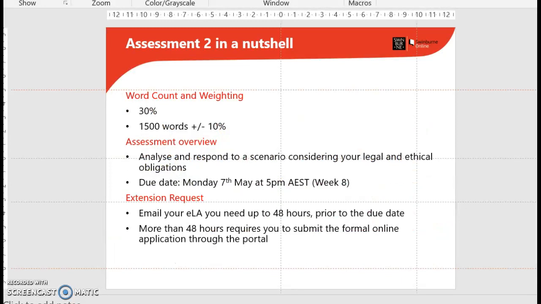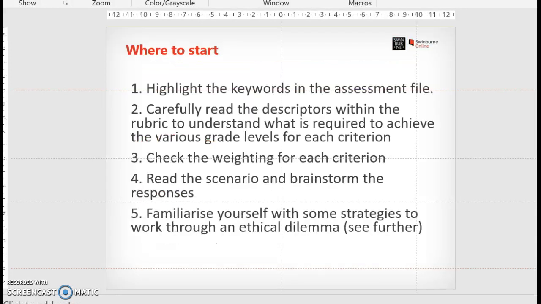So in a nutshell, this assignment is worth 30%. It's 1,500 words, and it's an analysis and a response to a scenario considering legal and ethical obligations. The due date is the 7th of May. Now, this is a case study, so it's sort of like an essay format, and we'll explain that further along in this discussion. So where to start?